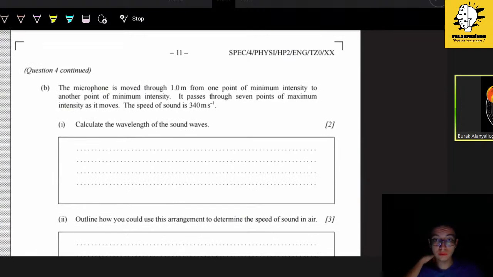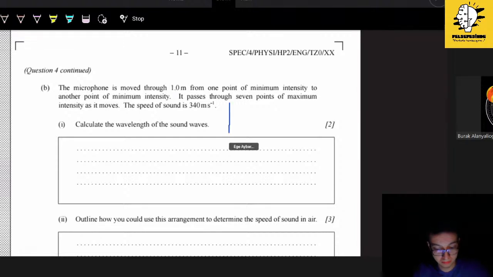So again, can you solve this one? Yes, of course. Let's do it. Actually, this question is easy, but it might take some time to understand at first. Let's read the question. The microphone is moved through 1 meter from one point of minimum intensity to another point of minimum intensity, and it passes through 7 points of maximum intensity as it moves, and the speed of sound is given. Okay, we will use this later.